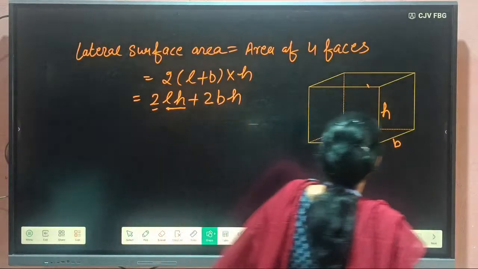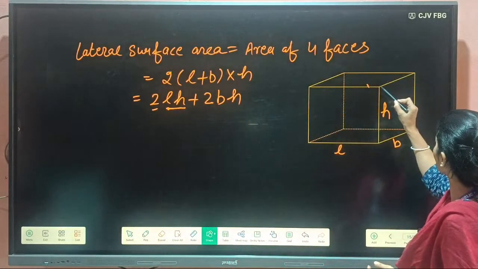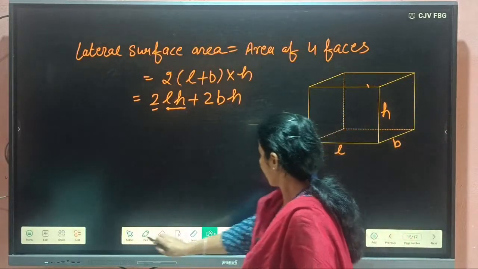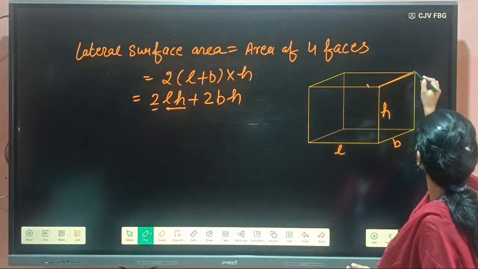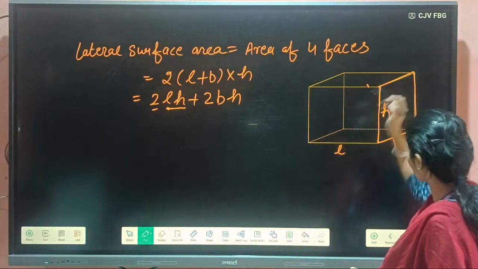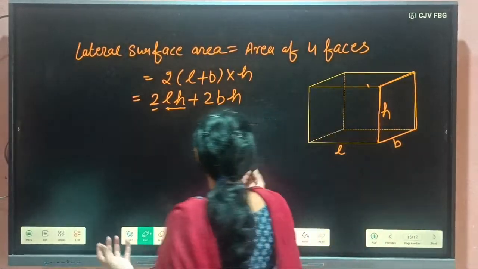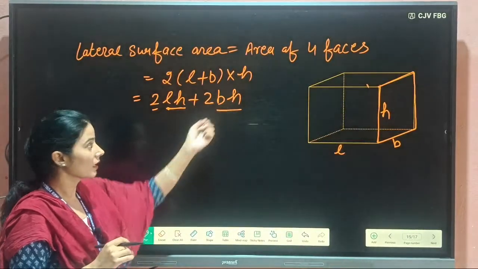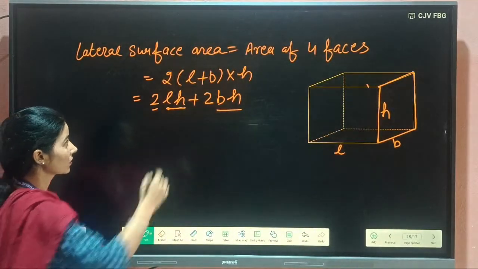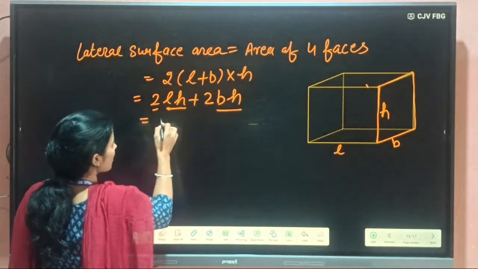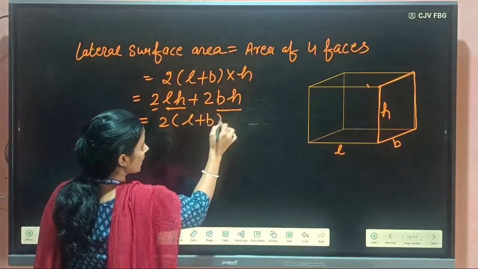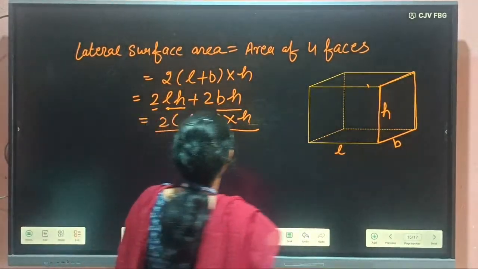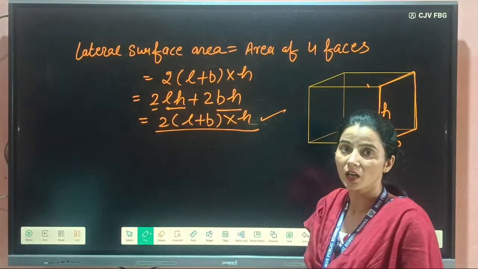Now same, suppose if this one face area I am calculating. This one face. And this face is also in rectangular shape. So its area will be B into H. And opposite of this one, next face will be area same. So 2 times B into H. Now after simplification, you will get 2 into L plus B into H. 2 into L plus B into H. This is lateral surface area of cuboid.